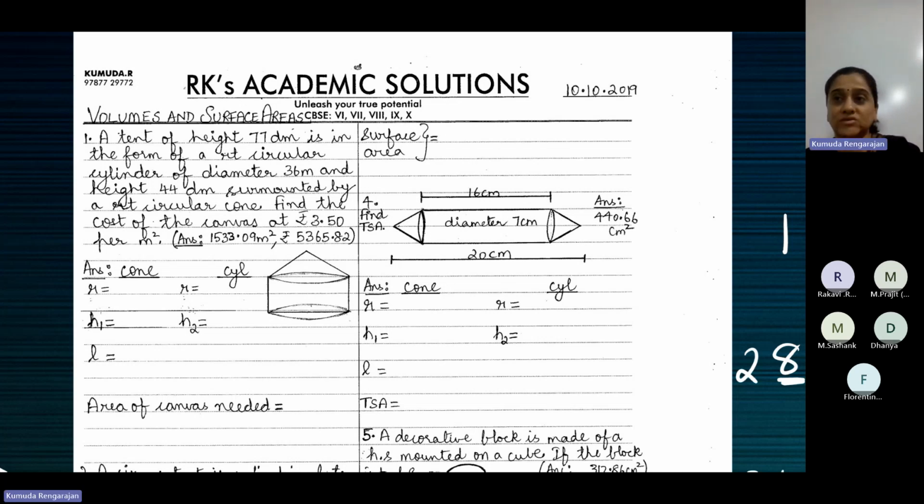So to find the cost of the canvas, you should not find the volume. You must not find the volume of the cylinder and the volume of the cone. Canvas is used to make the surfaces. You should find the area, the surface area. You're not filling something inside the cylinder, I'm sorry, inside the tent. You should not find volume, you should find the area.